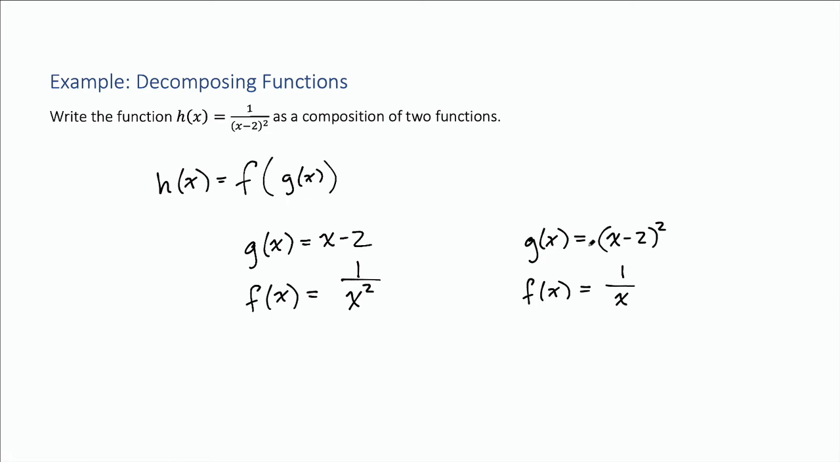And in fact, you could even go further and view this as a composition of 3 functions, because there are 3 things happening here. We're subtracting 2, and then we're squaring, and then we're doing 1 over that. So there are 3 things happening, so you could even view it as a composition of 3 functions.